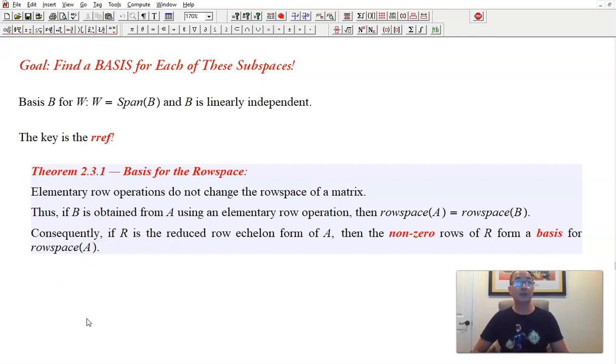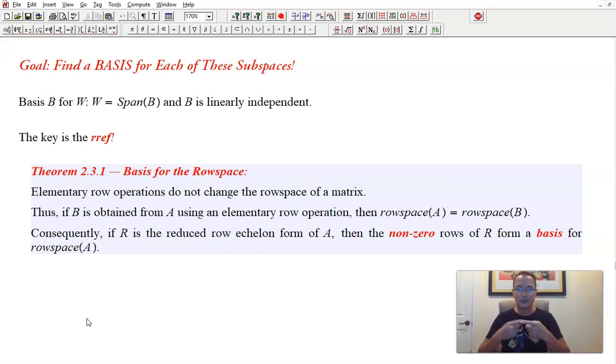Elementary row operations do not change the row space of a matrix. In other words, if B is obtained from A using a single elementary row operation, then the row space of A is exactly the same as the row space of B. So consequently, if R is the REF of A, then the non-zero rows of R form a basis for the row space of A. So let's think about this a little bit. How come a single row operation does not change the span of the rows?